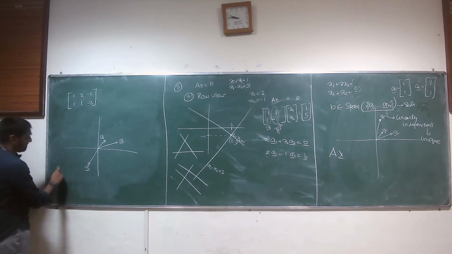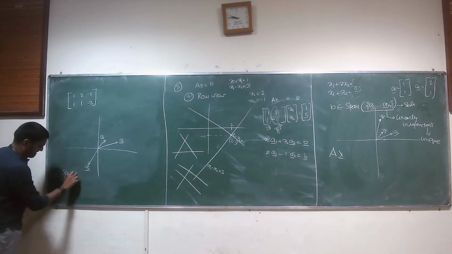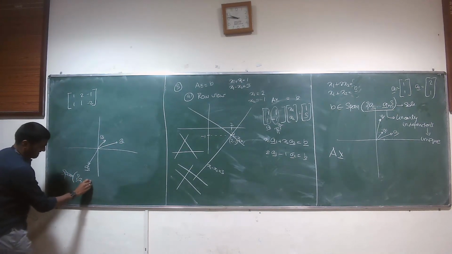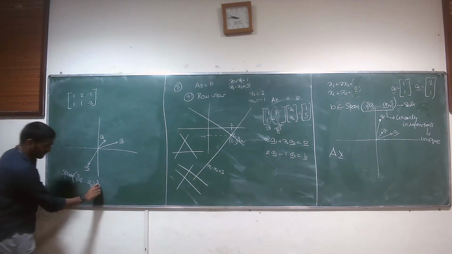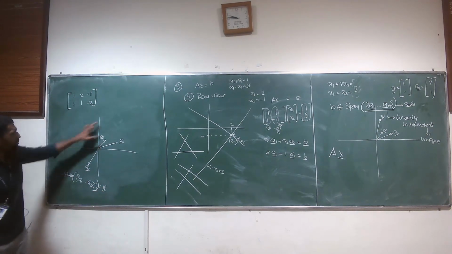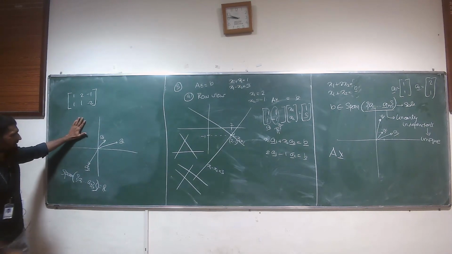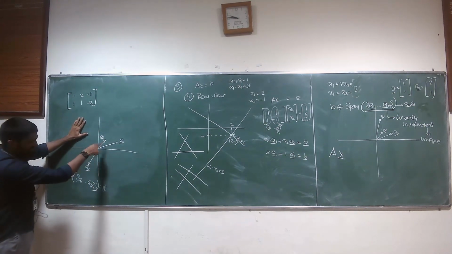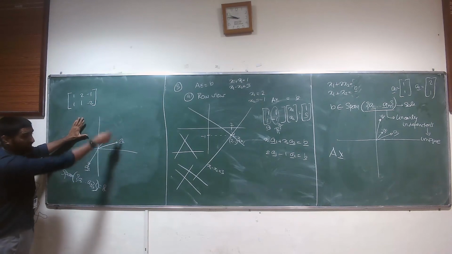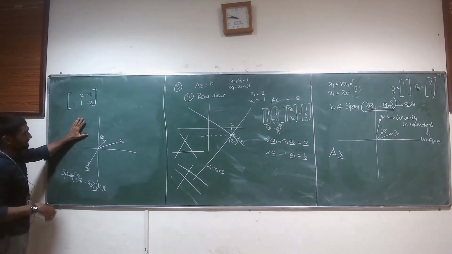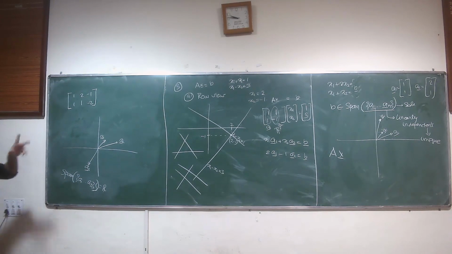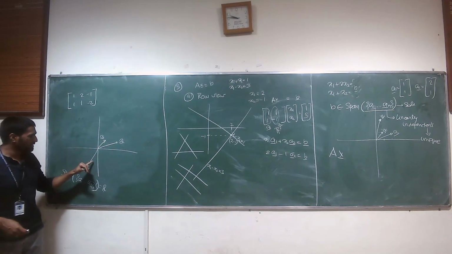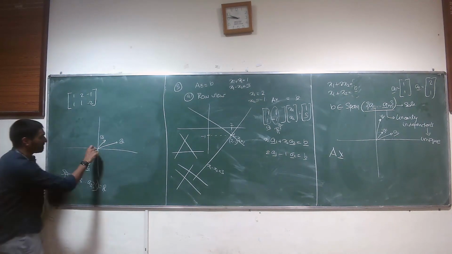Now, what is the span of these? This is still R2, right? That means no matter what B you choose from R2, I can always scale these vectors and add them together to get to that B. But will it be a unique solution? Is there only one linear combination of A1, A2, A3 that will give me any B? For example, let's say this B.